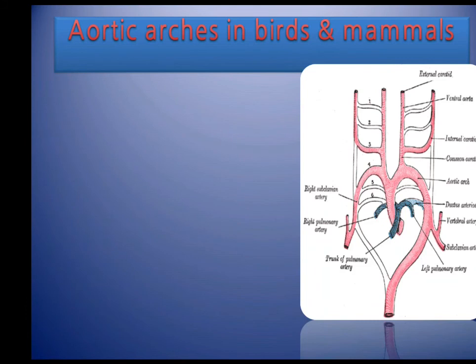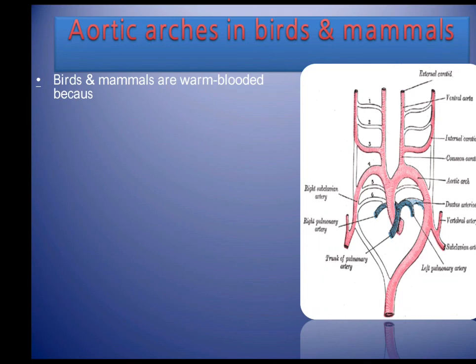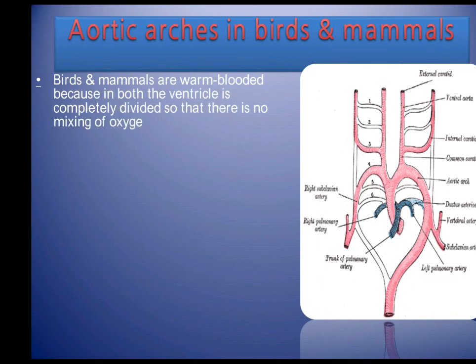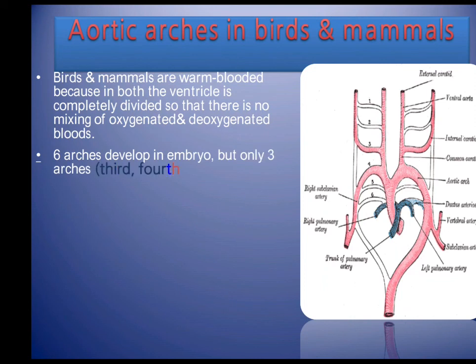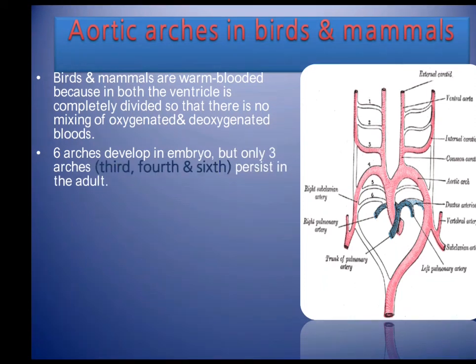If I go further into birds and mammals, now there is a kind of similarity in the arches also. Here the birds and the mammals are warm-blooded animals, because in both the ventricle is completely divided so that there is no mixing of the oxygenated and deoxygenated bloods. So both the streams are kept separate with the maximum efficiency. So that has enhanced the capability to be homeostatic in temperature.